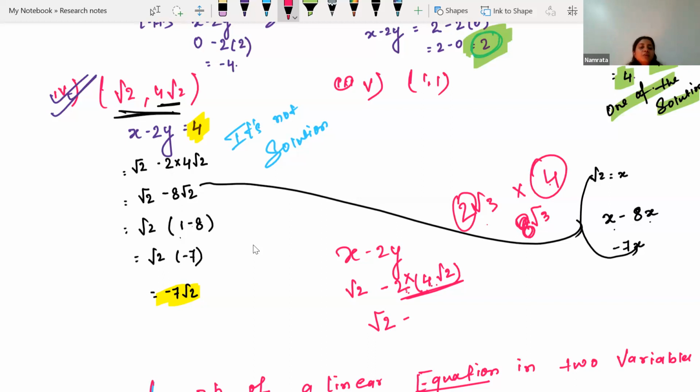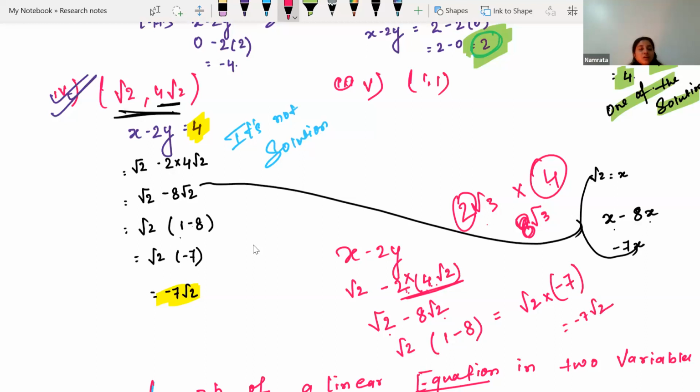Similarly, here we will be having 8 root 2. Now I told you, take out root 2 as a common factor. So as you can see, root 2 here, root 2 here, we have taken out root 2 as a common factor, and now we are having 1 minus 8, which will give us root 2 outside, and 1 minus 8 will be minus 7. That is minus 7 root 2.